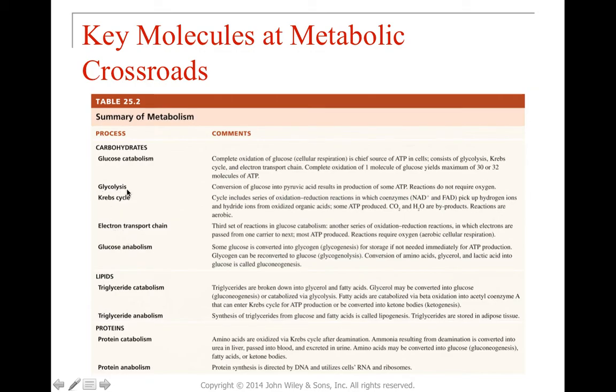The glycolysis itself is the very first step. We're taking glucose, it's a 6-carbon sugar. We go through a couple different reactions, and then we create pyruvic acid at the end. Remember, pyruvic acid is a 3-carbon chain. We also have the Krebs cycle and the electron transport chain.